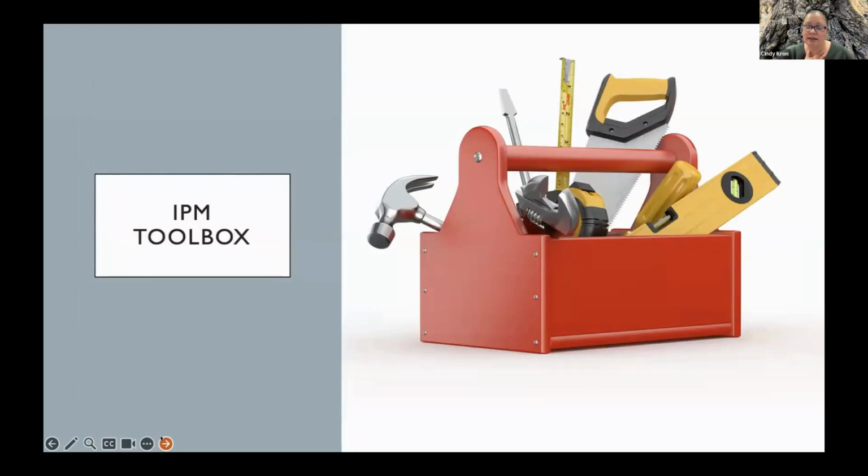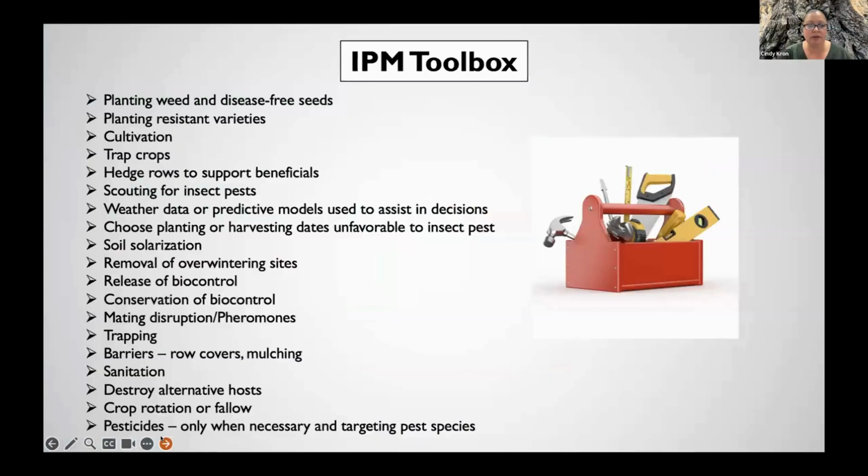IPM toolbox. We try to think of IPM as having a toolbox with all these different tools that we can use, and you try to find the tool and combination of tools that work best for the situation that you're looking at. For instance, if you have a screw, you would not grab the hammer out of the toolbox to drive a screw into a wall. You would pull out the screwdriver. So we try to match the tools that we use with the insect's biology, its seasonal dynamics, the environment. All these things have to come into play when choosing what tools I'm going to use.